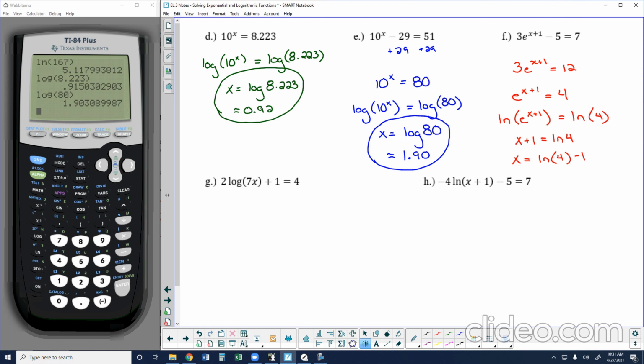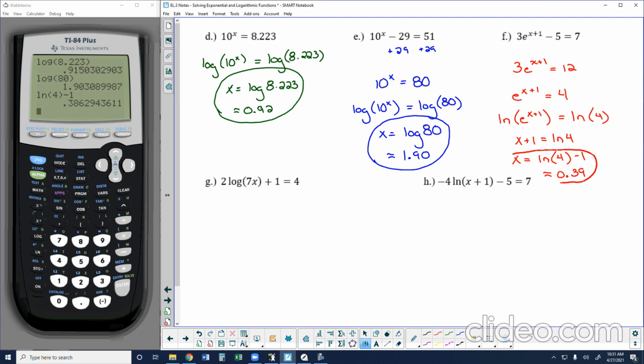So if there are expressions other than just the variable and the exponent, we have to continue our operations, our reverse order of operations, or SADMAP, once we get to that exponent to isolate the variable. So in this case, our exact answer is the natural log of 4 minus 1, and that would be approximately 0.39.